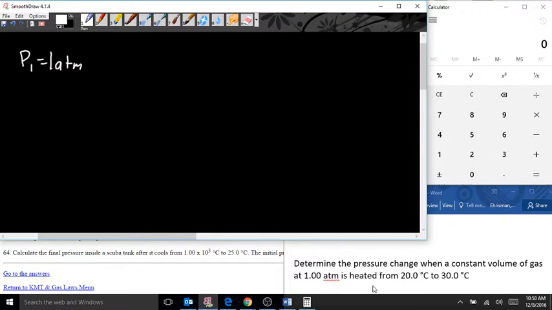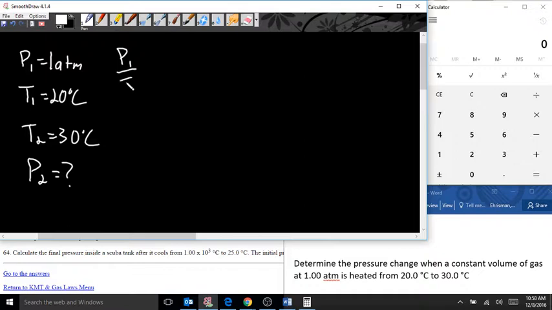And then they give me a temperature. If it's going from 20 degrees Celsius to 30, my T1 is 20 degrees Celsius. And here they told me T2 is 30 degrees Celsius. And they want to know what the ending pressure is. So in this case, the variables they give me are pressure and temperature. If you check your shortcut, we have one law that uses pressure and temp, and that would be Gay-Lussac's law, which states that P1 over T1 equals P2 over T2.